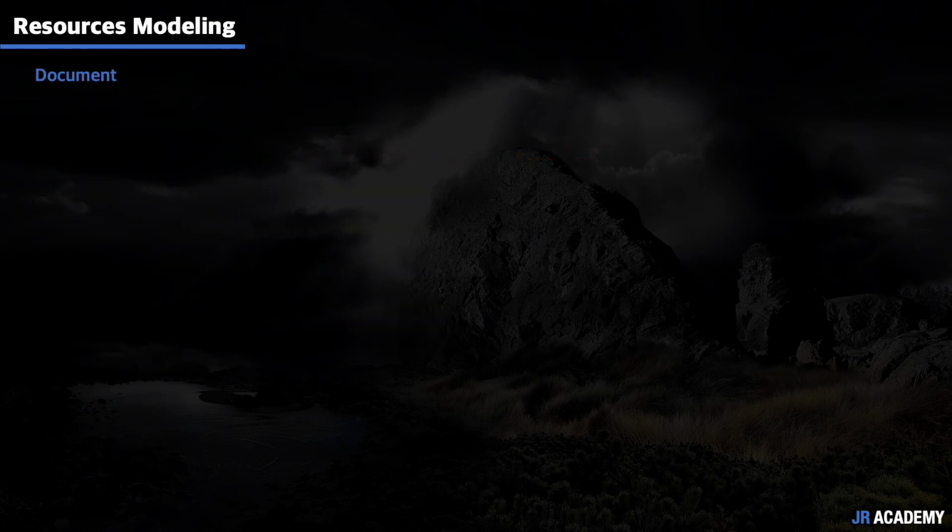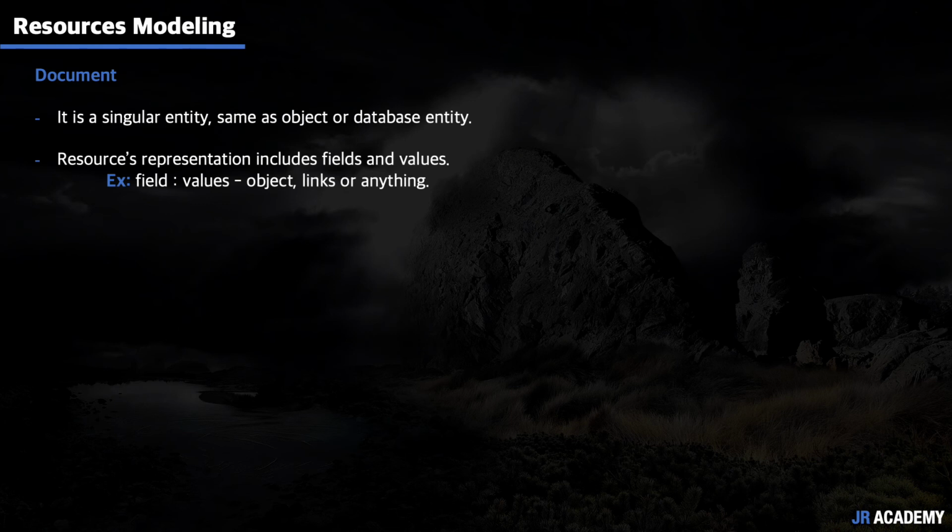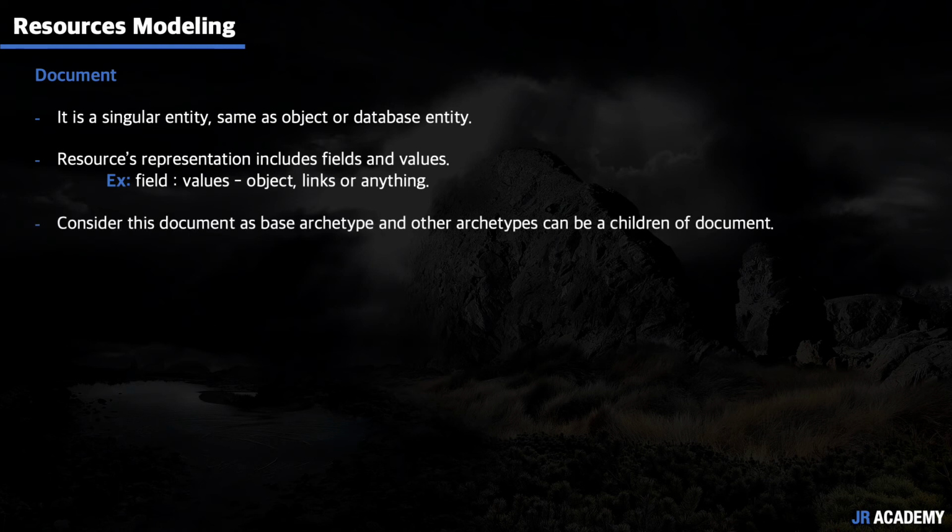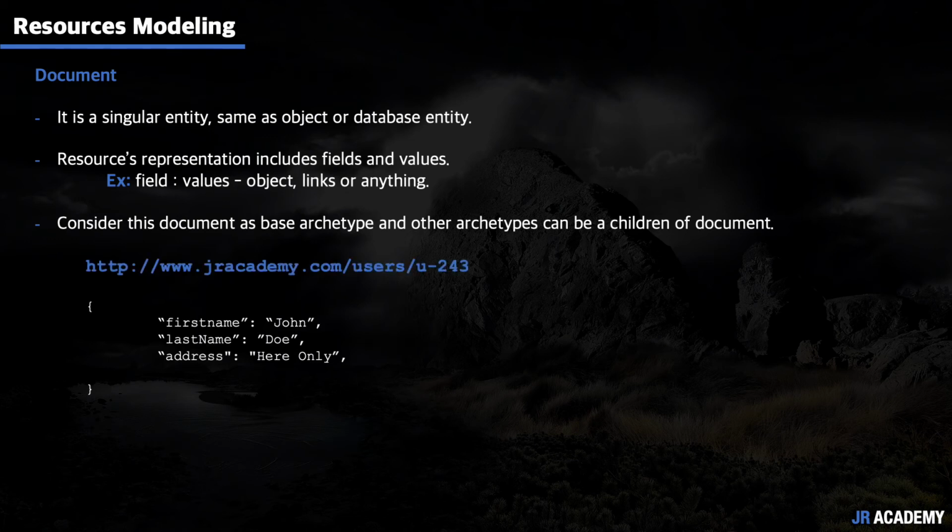First we have a document, and a document is a singular entity, same as an object or a database entity. The representation of a document includes fields and values, and as a value there could be anything, such as any other object or links or anything. We can consider the document as a base archetype, and other types can be children of this. Let's take our social network example, and in the database we have user information. If we want information of a particular user, then our API and the response of that API will look something like this. Here address is an individual resource, and if we want only the address, then our API looks something like this.